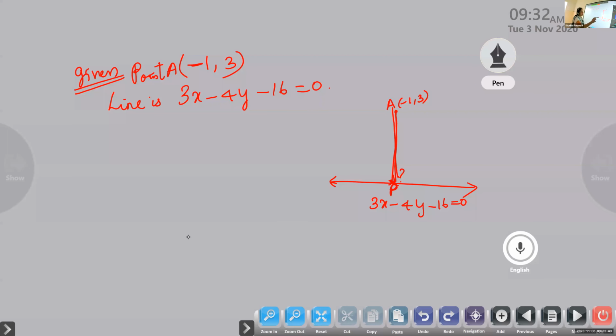Same way here, we want to find the foot of the perpendicular. P is the foot of the perpendicular, so we want to find the point P. So let P be the foot of the perpendicular. Tell me, how will you find the foot of the perpendicular? We can find x-intercept and y-intercept, then? Section formula? Is the ratio given?